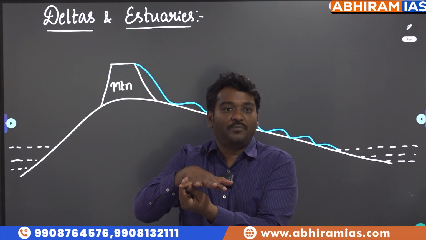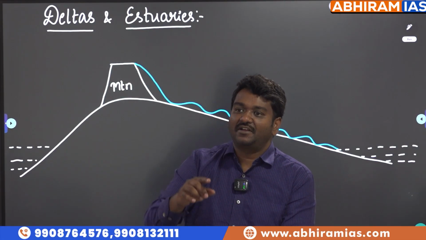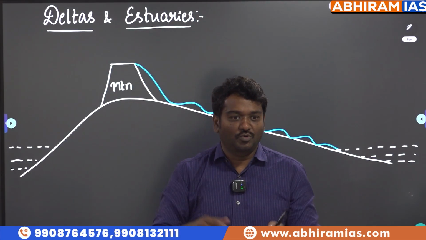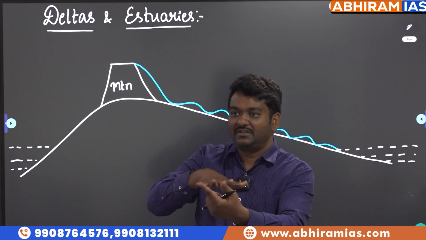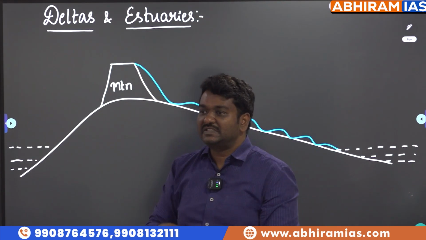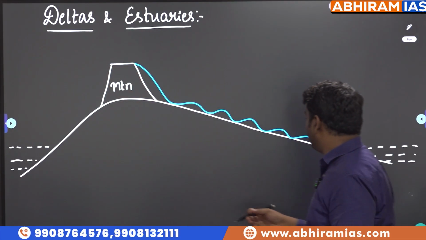This is called distributaries. If a river joins another river, it is called a tributary. If a river breaks into two, it is called a distributary. Now can I say I got 5 distributaries here? No, this will be one shape. This is called as what? Delta. So what is delta?